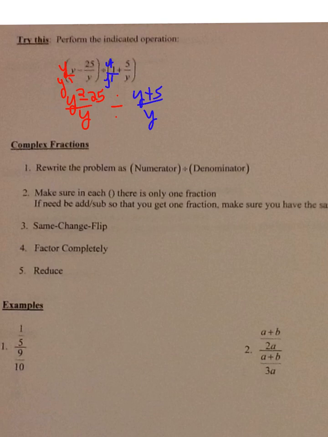Now I could do same change flip. So in the same step, I'm going to factor. So I notice that I can factor that. That is the difference of two perfect squares. So that is y plus 5, y minus 5, over y times, flip the fraction, y over, you cannot factor y plus 5, so I'm going to put it in parentheses. And now I'm going to reduce.